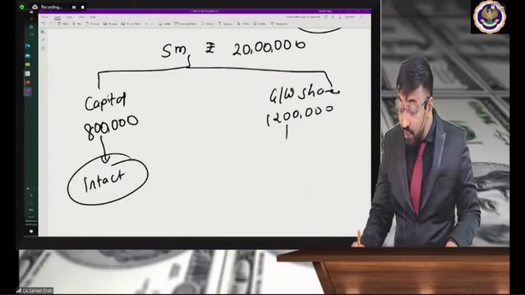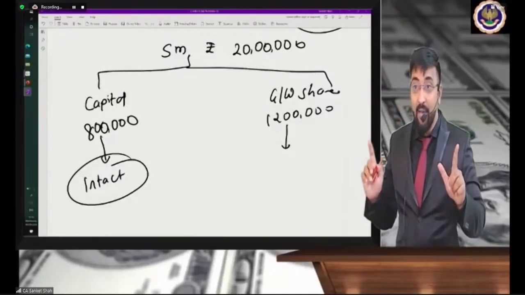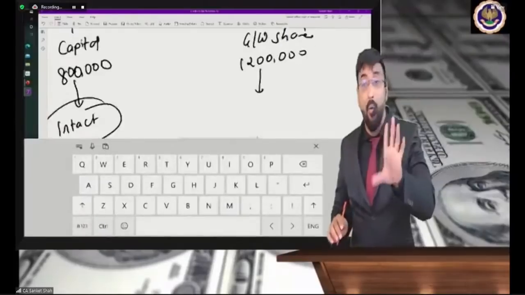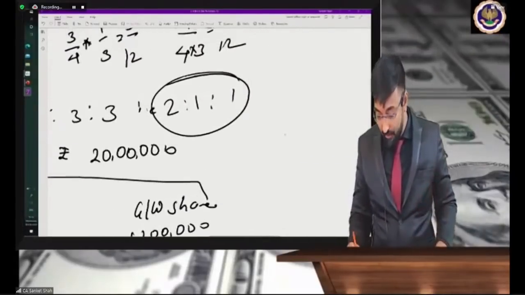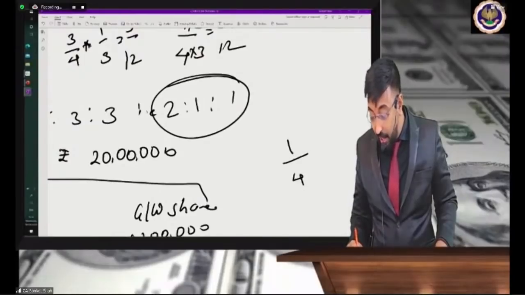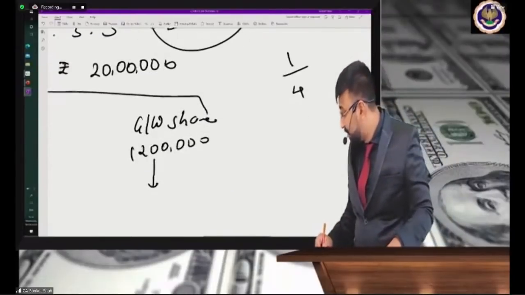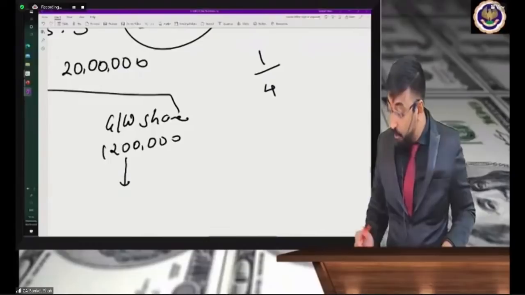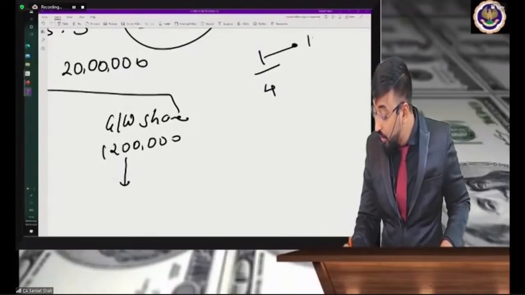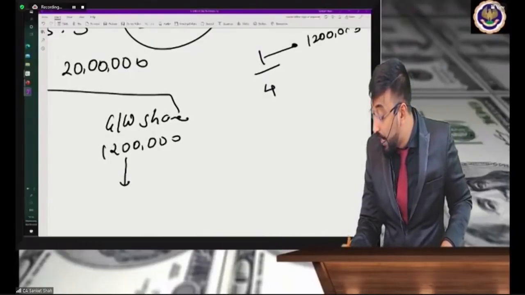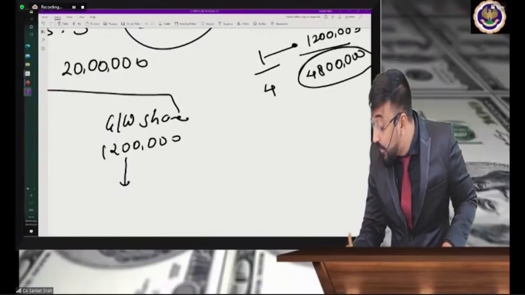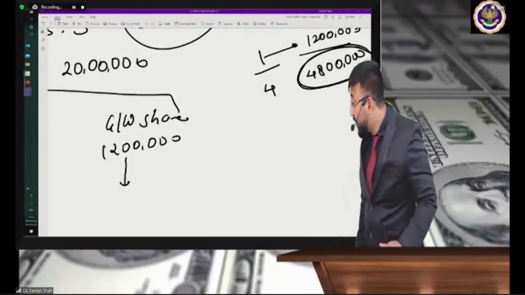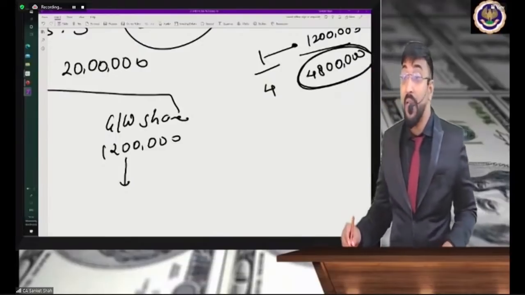And goodwill share. Wait, this is not the goodwill amount. Now what is the goodwill amount? The goodwill amount is very easy. 1 chocolate out of 4 chocolates. So we gave 1 chocolate to Sarvesh for 12 lakhs. So what will the total goodwill be? 48 lakhs. You got this concept? Total goodwill is 48 lakhs.